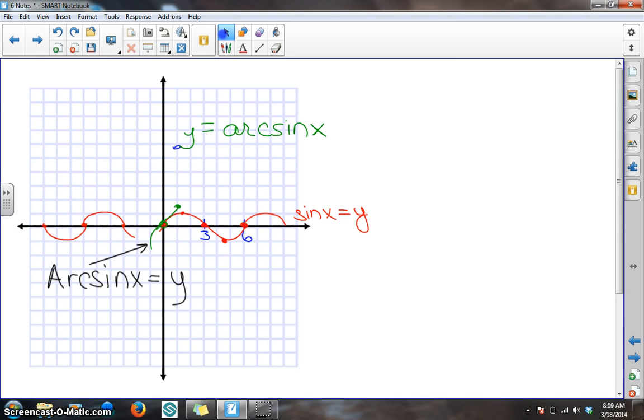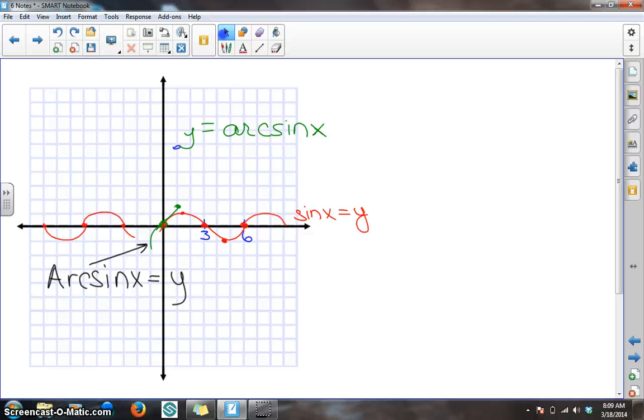That's the difference. If it keeps going and going and going, it's a lowercase a. If it's only one little section of graph, it's a capital A. If it's not a function, it's a lowercase a. If it is a function, it's a capital A.